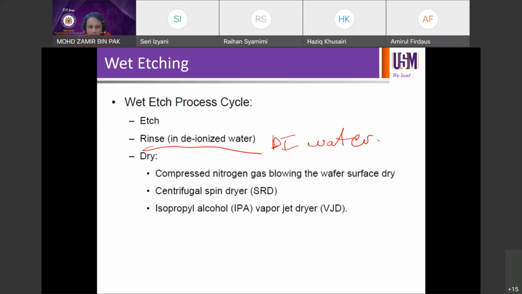So it can be dried by centrifugal spin. The spin in the machine is like the concept of a washing machine, spin, but it spins the wafer. Okay, it can be vapor dry, jet dryer. It can be compressed nitrogen. Okay.